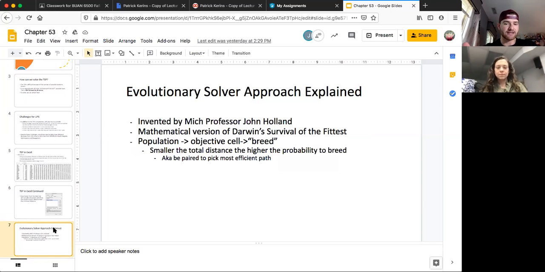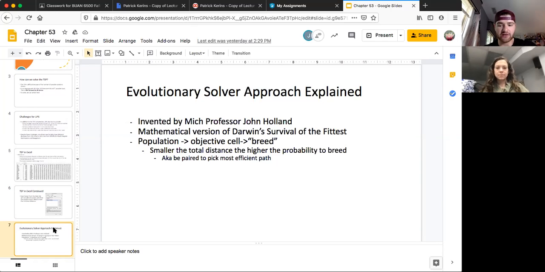Like it said in the chapter, it was invented by Michigan professor John Holland. It's a mathematical version of Darwin's survival of the fittest. So pretty much the big thing with it in relation to the problem is that it begins with a population of 100 different tours. And then the value of the objective cell, or C32 in this case, which is the total distance traveled, is selected for each member of the population.